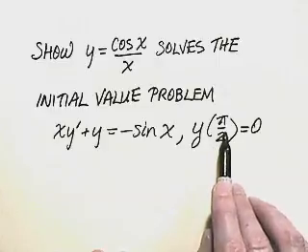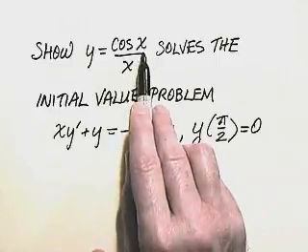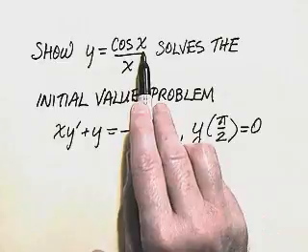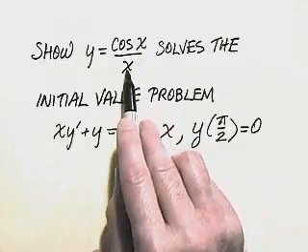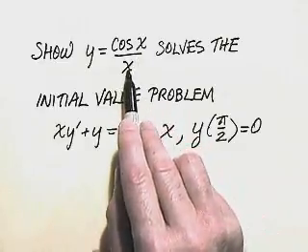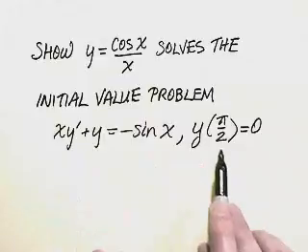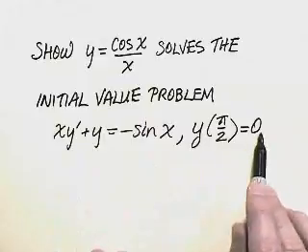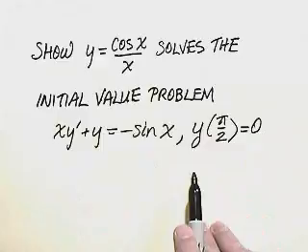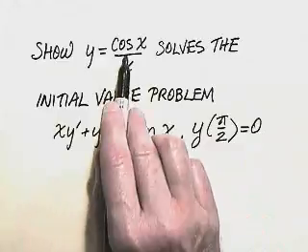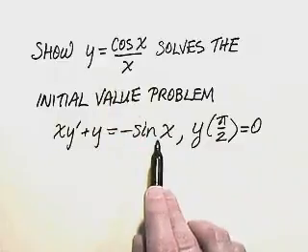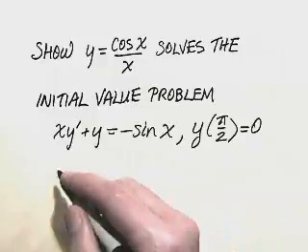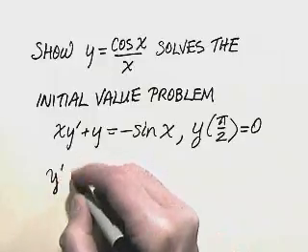Well, let's check the initial value first for our proposed solution. If I put x equal pi over 2 in this function, what am I going to get? Well, cosine pi over 2 is 0. And 0 divided by pi over 2 is still 0, so obviously we have our initial value satisfied. So the question is, does this function satisfy the differential equation? So we need to begin by computing y prime.